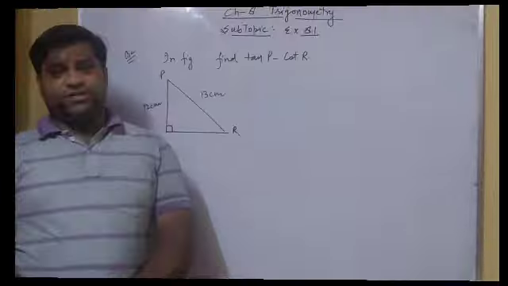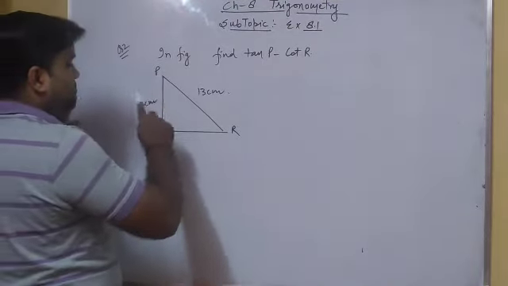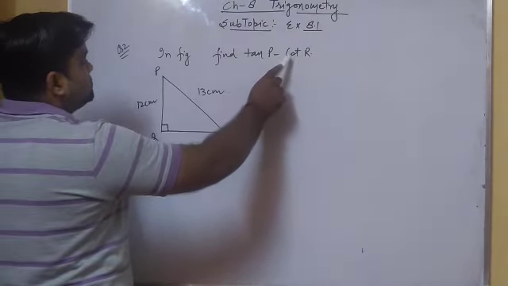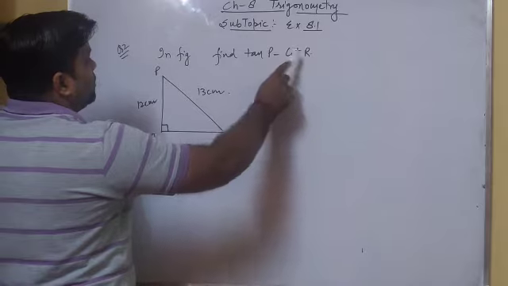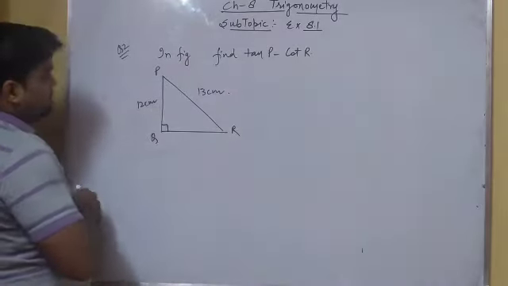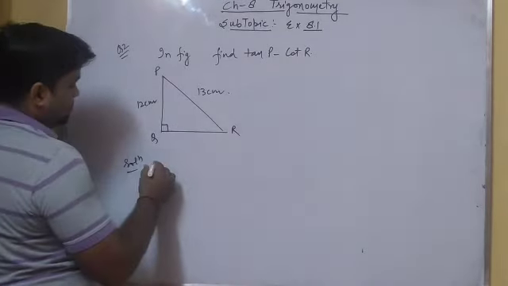Question number 2 of exercise 8.1. In the figure, the figure is given and we have to find tangent of angle P minus cotangent of angle R, or we can say tan P minus cot R. So first of all, let us come to the solution and try to find these.